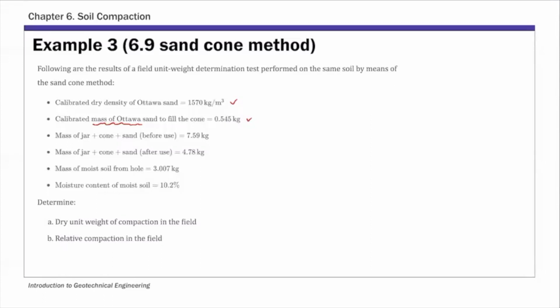What you measure during the test is the mass of jar, cone, and sand before you conduct the test. So that's basically the total mass. And then after you fill the hole with Ottawa sand, you measure the mass of jar, cone, and sand again. So that's after use. Right. So with this, you can actually calculate this mass here. This is the mass of sand to fill the hole on the ground.